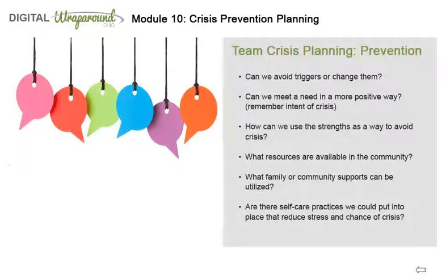How can we use strengths of the team and family as a way to avoid crises? What resources are available in the community? What family or community supports can be utilized? Are there self-care practices we could put into place that reduce stress and chance of crises? Let's revisit Sam's team as they explore prevention of triggering situations.